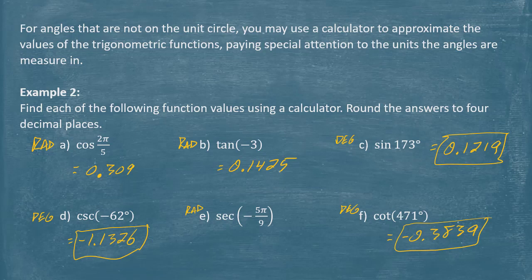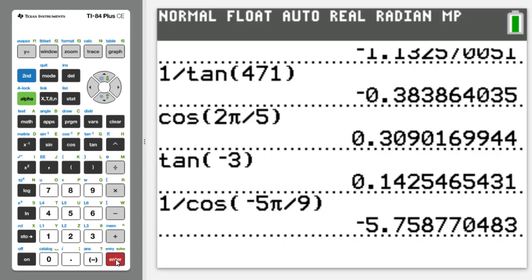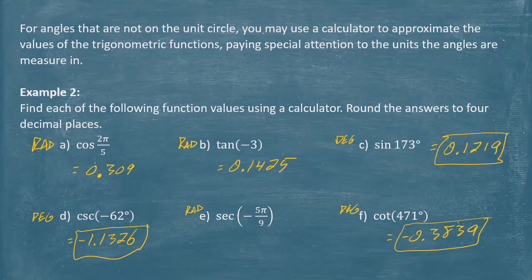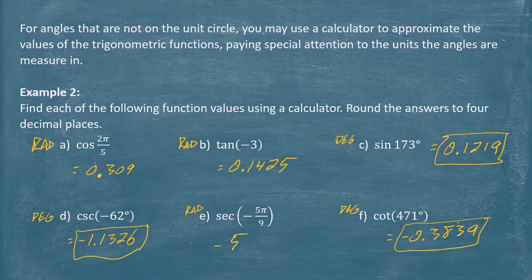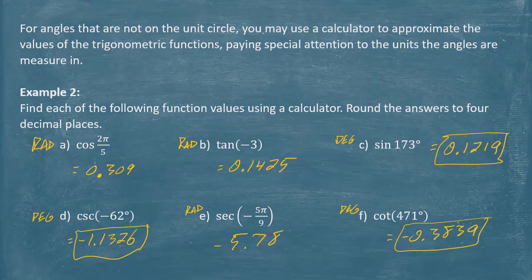And then the last one, secant, again, just more practice with the idea of how do I do these reciprocal functions. I basically just type in 1 divided by to start it, and then whatever secant goes with. In this case, secant goes with cosine, and it was negative 5 pi ninths. And just type in the negative 5 pi divided by 9. Close the parenthesis, not that it really matters a whole lot. You could actually do it without closing the parenthesis, and it still evaluates it correctly. But this one, negative 5.7588.